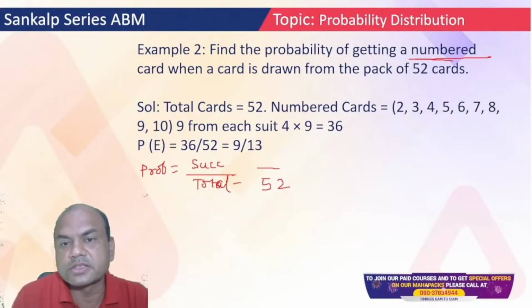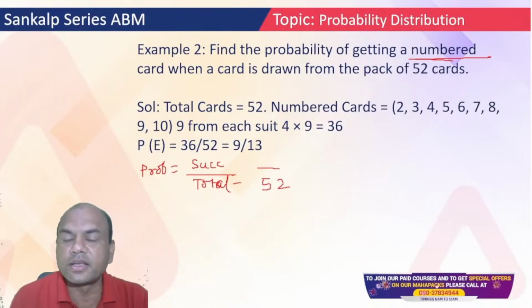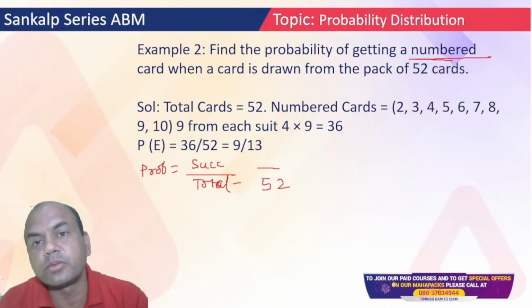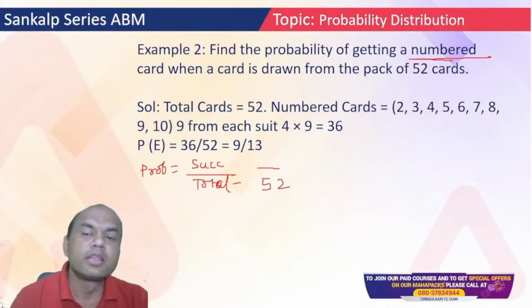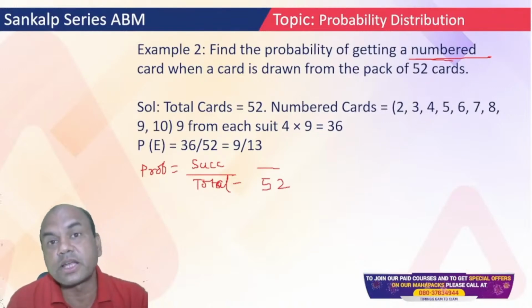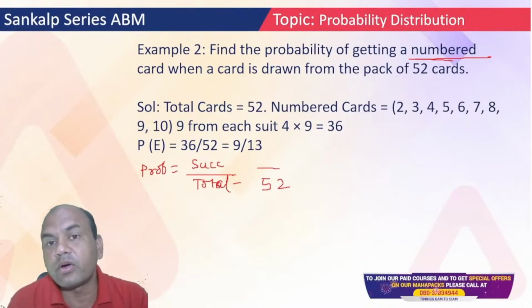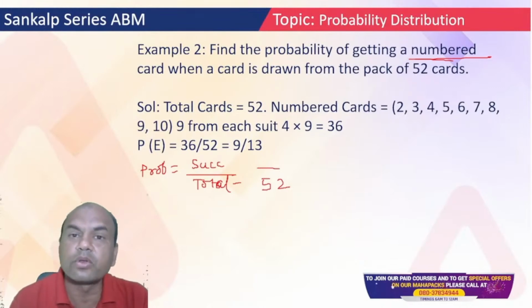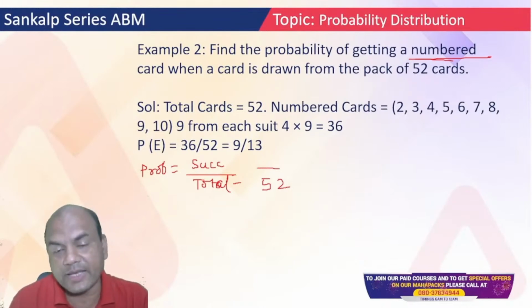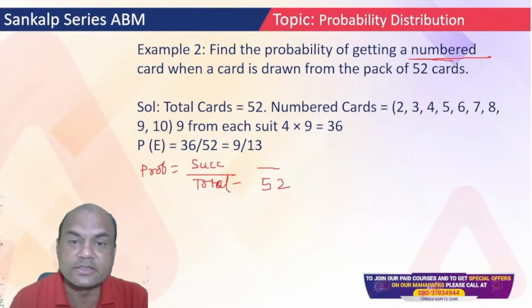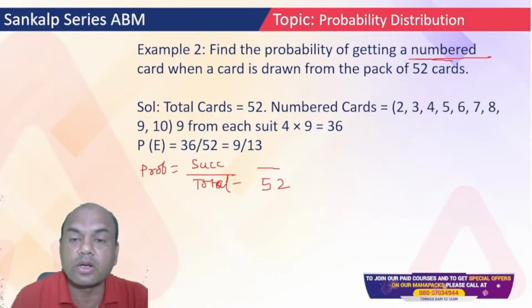What about the success? Success is numbered card. Now how many numbered cards are there in a pack of 52 cards? What are numbered cards? Which are having numbers. So 2, 3, 4, 6, 7, 8, 9, 10. Up to 10 you are having all the numbered cards. After 10, you have the jack, the queen, the king, and the ace.